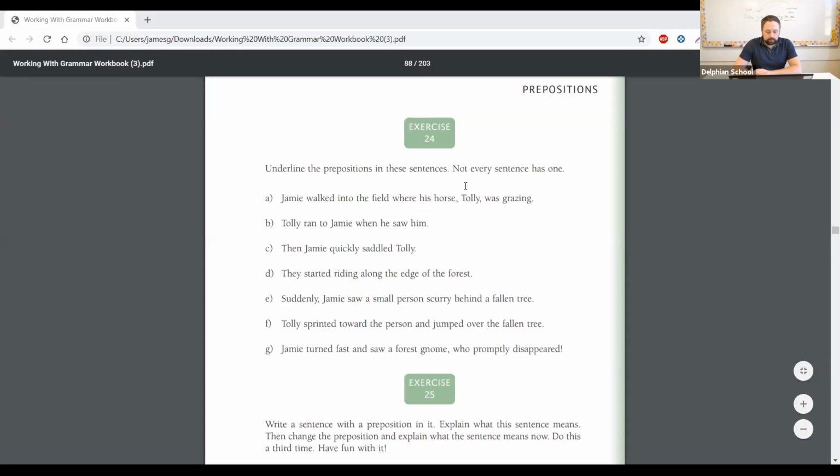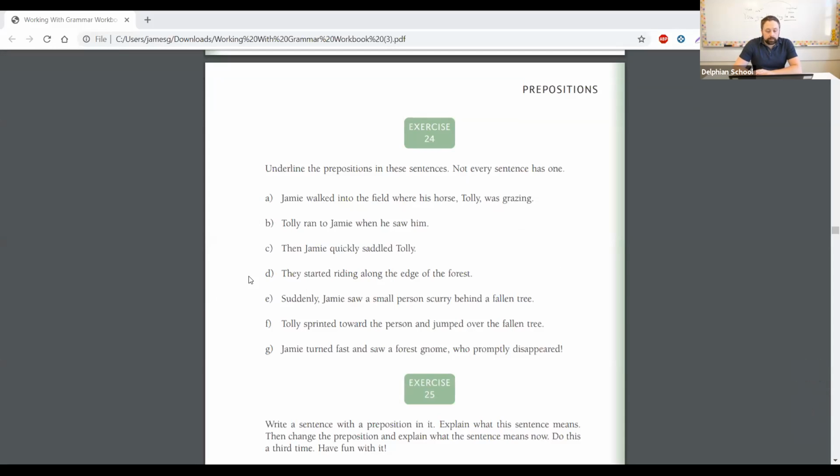All right. Okay, good. Let's do another one. Let's do sentence D. They started writing along the edge of the forest. They started writing along the edge of the forest. Now, there may be more than one preposition here, so there may be more than one prepositional phrase. So I'd like you to type in the Q&A box what the whole prepositional phrase is and which word in that phrase is the preposition. If there's more than one, try to write down more than one.